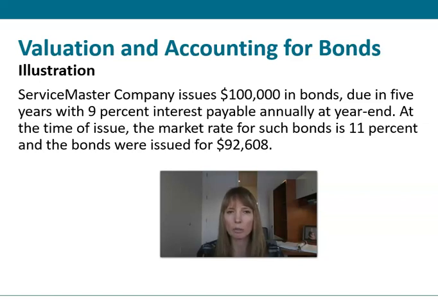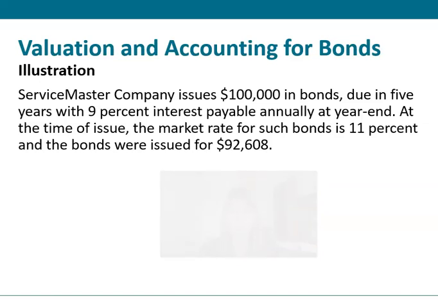Each year, the bondholder is going to receive 9% of 100,000, or $9,000. At the time that bond was issued, the market rate for similar bonds is 11%, and the bonds were issued or sold for $92,608. Again, this is an optional video because the $92,608 issue price, or present value, the value of the bond on the day that it's sold or issued to the market, is given to us. But let's take a look at where the $92,608 comes from.